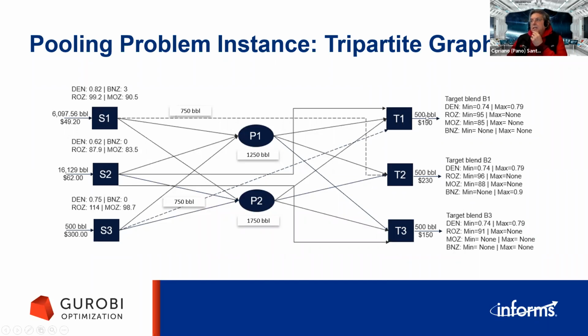And this is the demand that we need to satisfy at least. We can produce more oil, and this is the price we are going to sell it at. Also, we have capacity at the pool nodes. This is the capacity at pool 1, and this is the capacity at pool 2. Also, there might be a pipeline between source nodes and target nodes, and this is the capacity of these pipelines going from source nodes to target nodes.